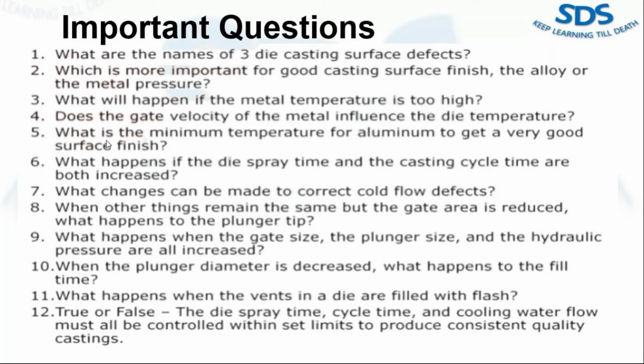The sixth one is, what happens if the die spray time and the casting cycle time are both increased? What changes can be made to correct cold flow defects when other things remain the same but the gate area is reduced? What happens to the plunger tip? What happens when the gate size, the plunger size, and the hydraulic pressure are all increased? When the plunger diameter is decreased, what happens to the fill time?